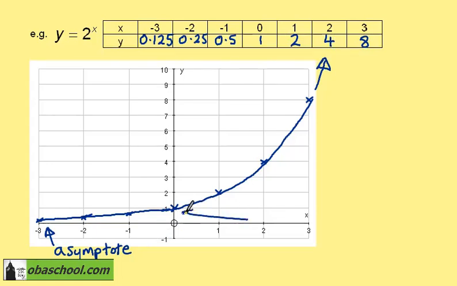All exponential curves will go through the point 0, 1, and the reason, as mentioned before, is that a to the 0 equals 1, an index law we should know, for any positive number a.